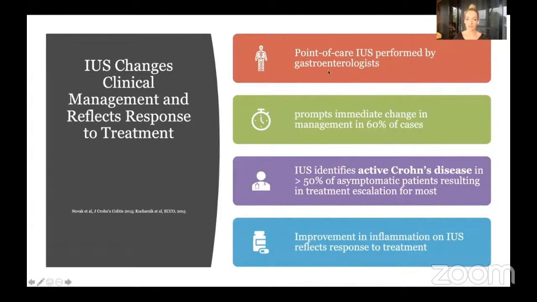So point of care intestinal ultrasound can be performed by gastroenterologists. It has been found to prompt immediate change in management in 60% of cases. So this is a game changer. It identifies active Crohn's disease in greater than 50% of asymptomatic patients, which results in treatment escalation in most of those patients. So as I said, it really pushes that treat-to-target therapeutic algorithm. And what we do know is improvement in inflammation on intestinal ultrasound reflects response to treatment. So if you do that ultrasound at 3 months after treatment and they've responded well on ultrasound, you generally know they're going to do well longer term.